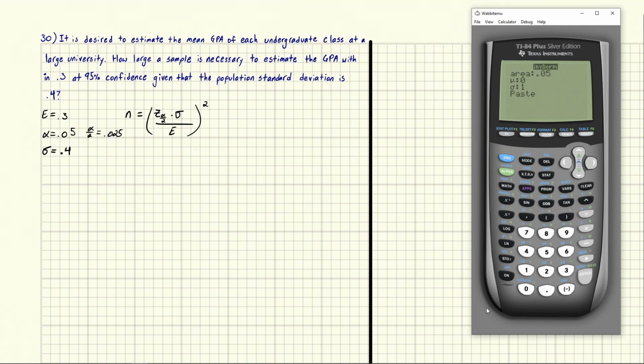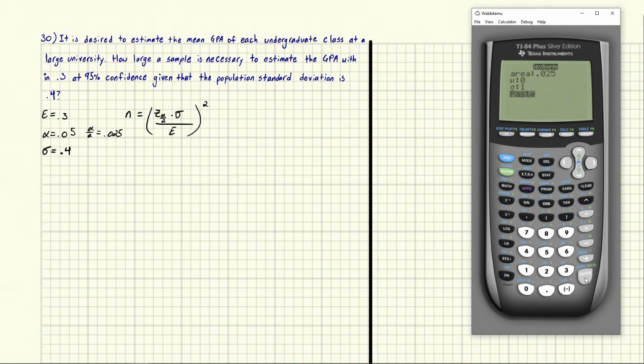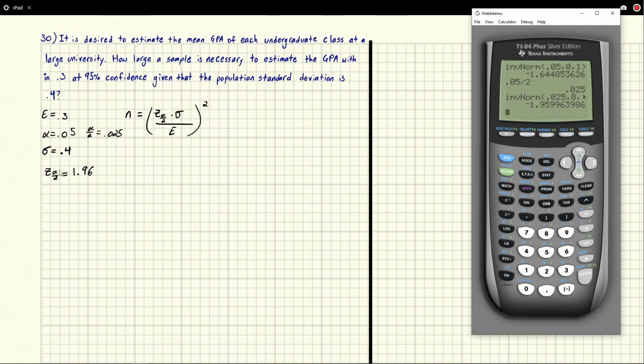Well, we want half the area, so that's 0.025. And then a mean of 0 and a standard deviation of 1, because this is a standard normal distribution, z-scores. We hit enter, and we get this value. So we get a z of alpha over 2, and we always just take the positive one for this. 1.96.